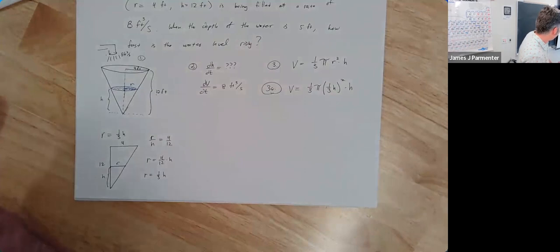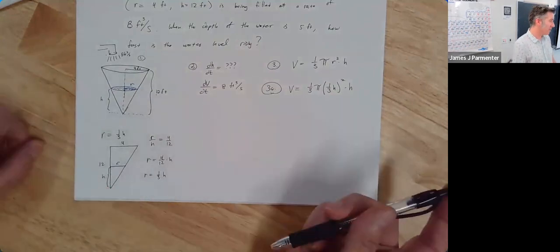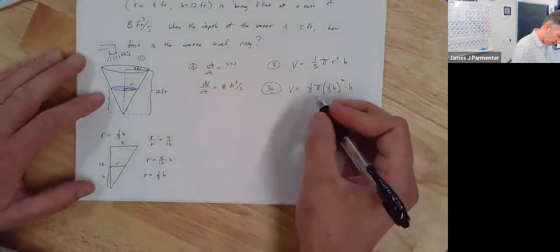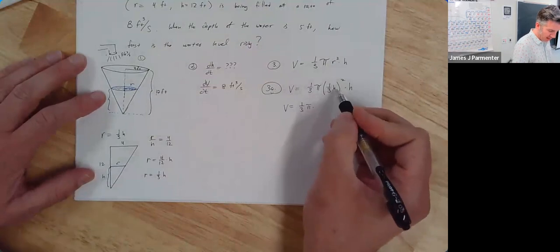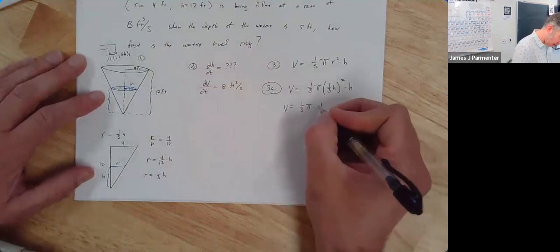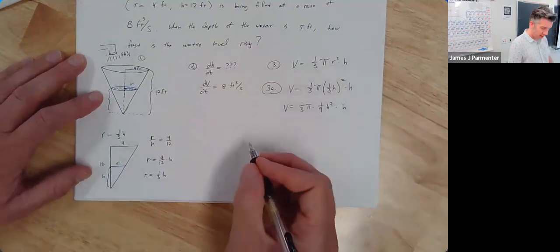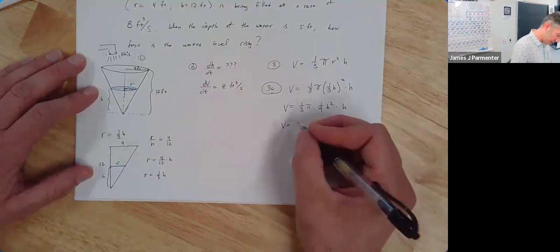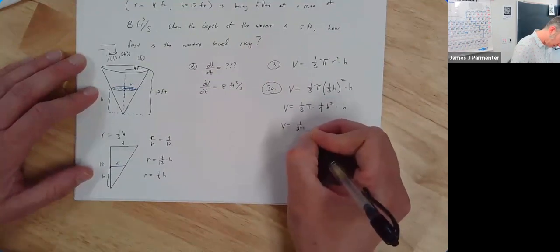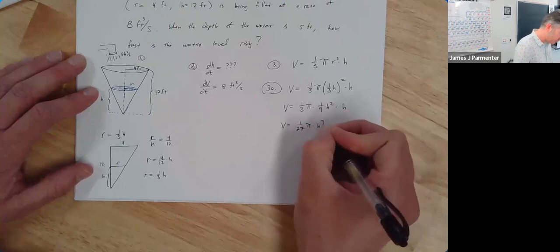I don't want to use the product or the chain rule here. I guess I'm going to have to chain rule really, but I'm going to simplify this before I differentiate either side. So I'm going to get V equals 1/3 pi times (1/3 h) squared, which is 1/9 h squared, times h. And then one more step of simplification. 1/3 times 1/9 is 1/27. 1/27 times pi, and h squared times h is h cubed.